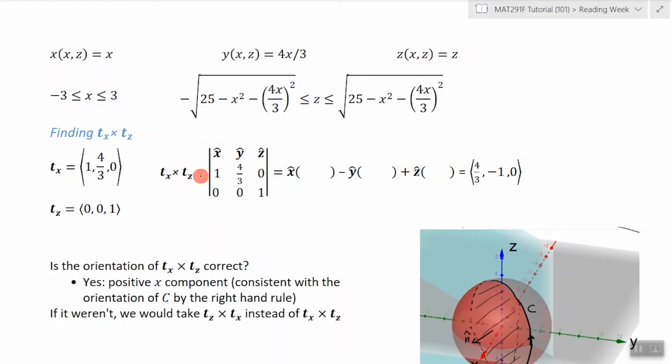Then for the cross product, let's compute what this is. Here I copied Tx, here I copied Tz. The result would be like this.